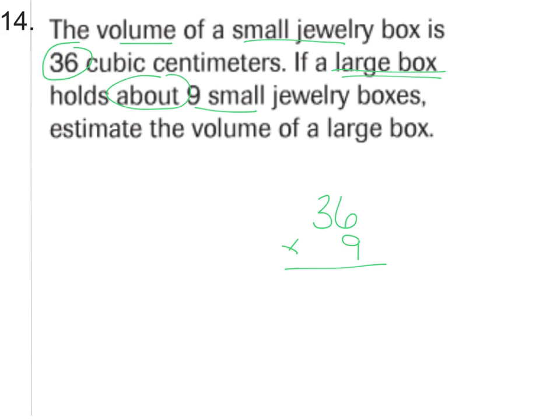Okay, boys and girls, you should have set this up as 36 times 9, and you're going to multiply your ones. 9 times 6 is 54. And then 9 times 3 tens is 27 tens. 27 plus 5 is 32. So we have the volume would be about 324 cubic centimeters. That would be the entire large box volume. All right, let's move on.